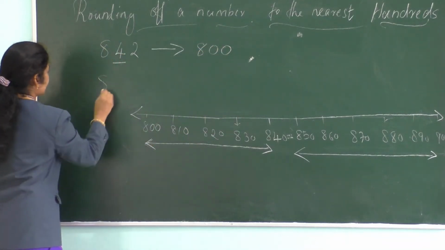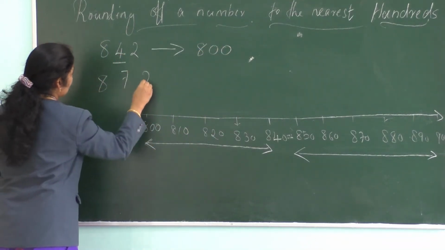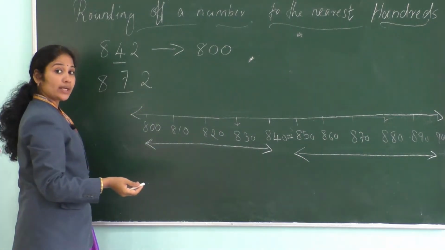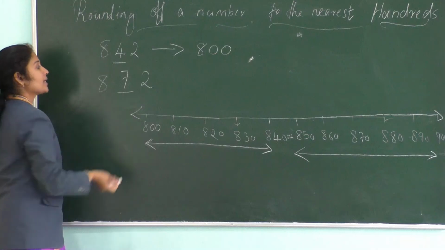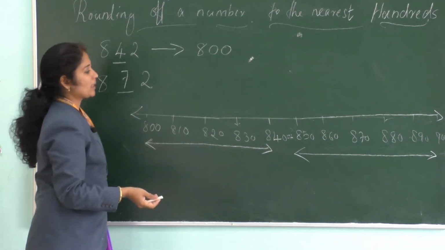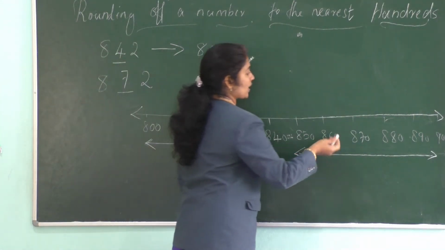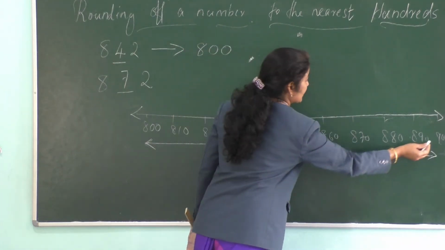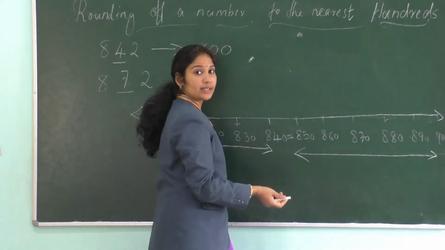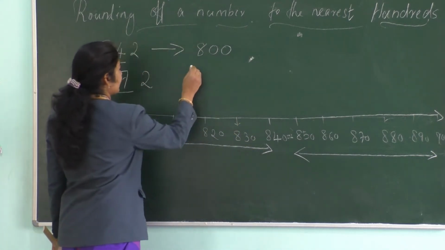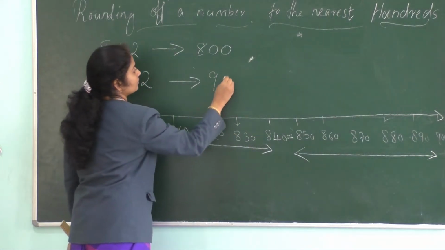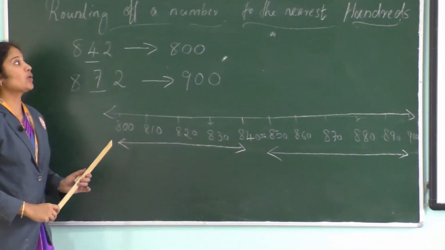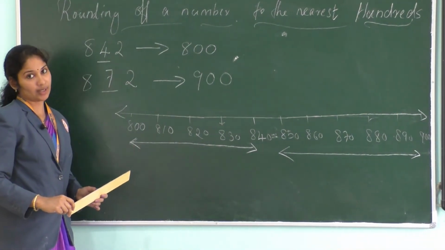Let's go to another example, 872. Is the tens digit less than or greater than 5? Yes, greater than 5. So the number is rounded up to the nearest 100. Which is nearest, 800 or 900? Yes, 900. Hope you understood rounding off a number to the nearest hundreds.